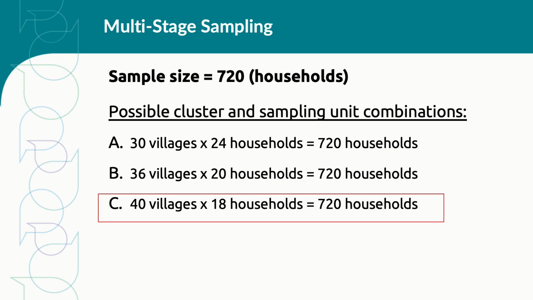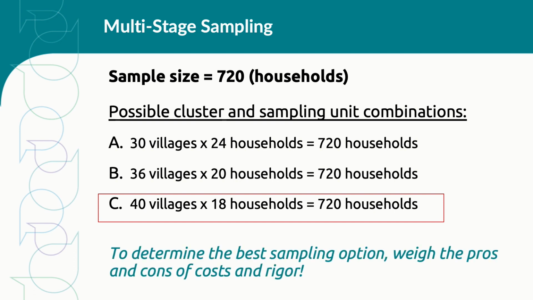Option C is best for reducing intra-cluster correlation, since it takes advantage of the most clusters. Although C is the best option for increasing precision, it does increase the logistical burden and cost, since data collectors will have to go to 40 villages rather than 30 or 36 in options A and B respectively.